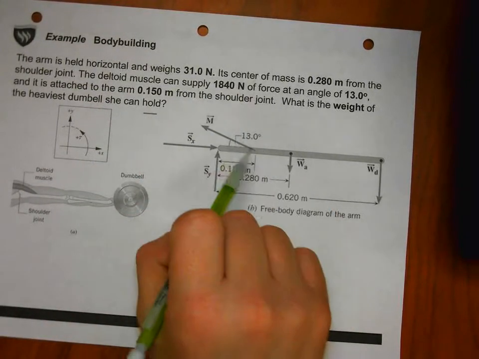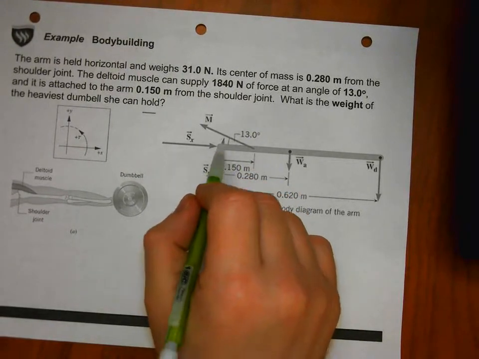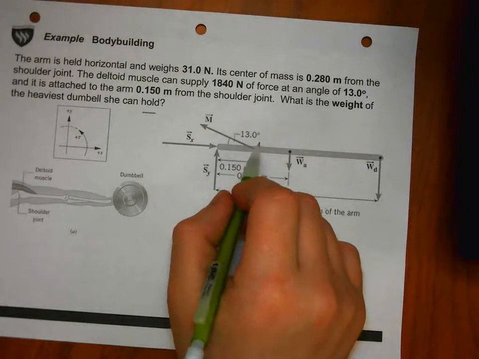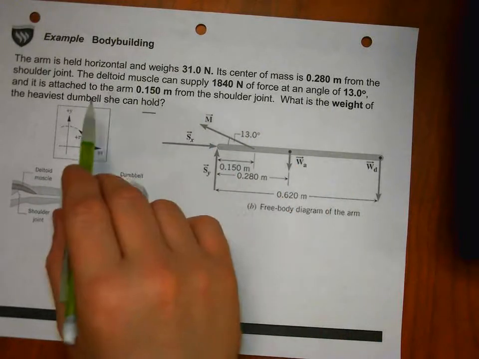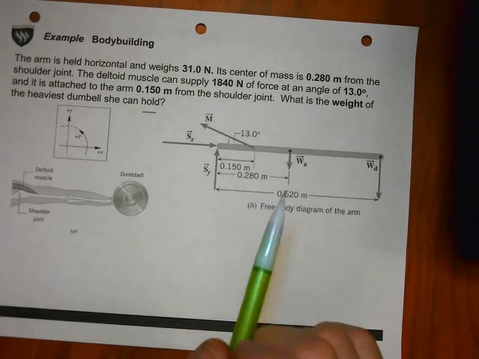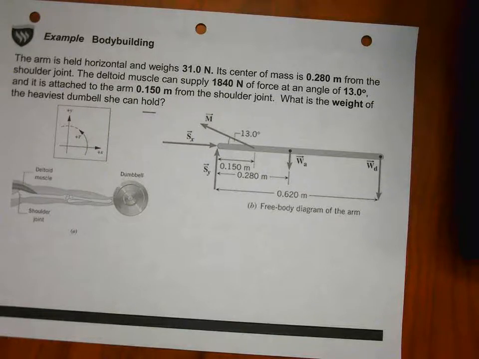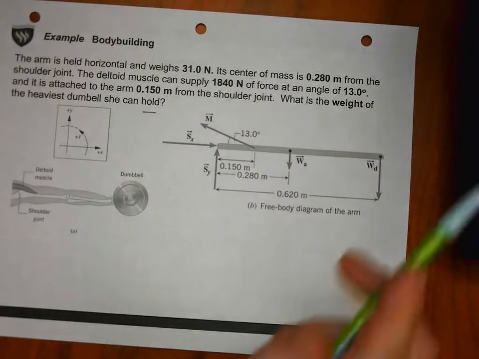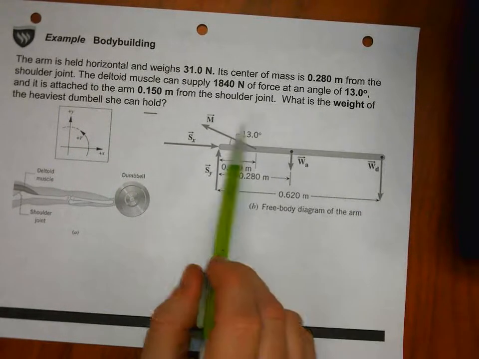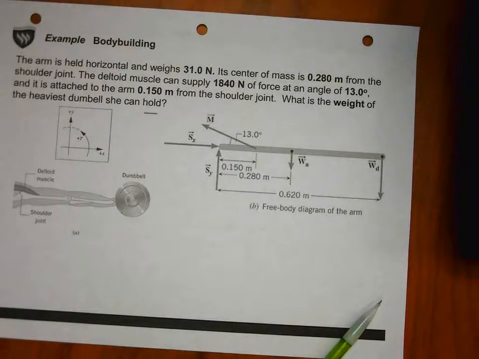The deltoid muscle here can supply some force, and it's operating at an angle phi of 13 degrees, and it's attached to the arm at 0.150 meters from the shoulder joint. So the question asks, what is the weight of the heaviest dumbbell she can hold? So we need to find the weight of this dumbbell, corresponding to that maximum force by the deltoid muscle.